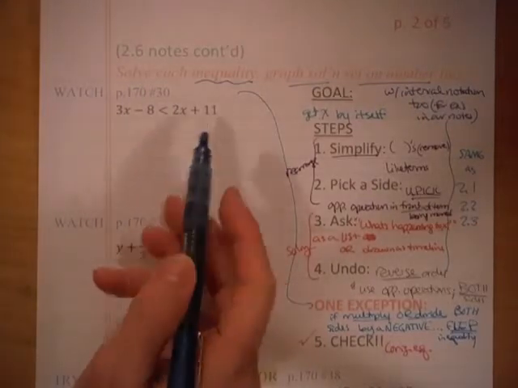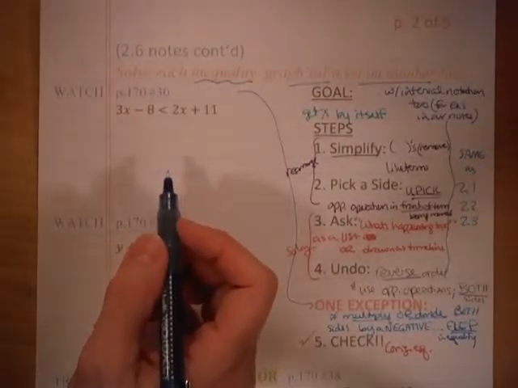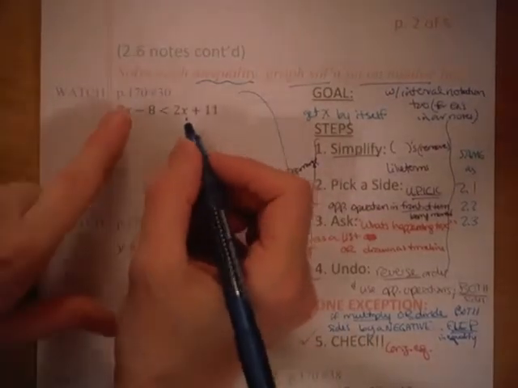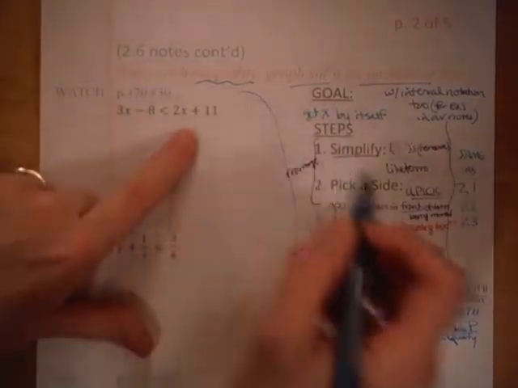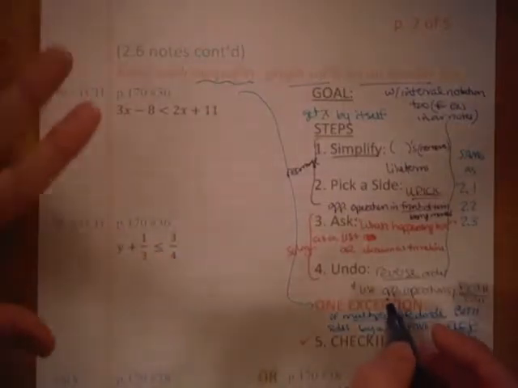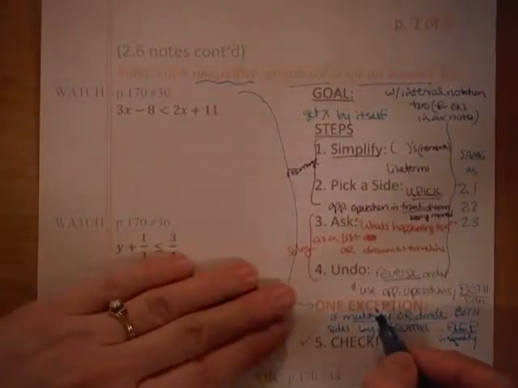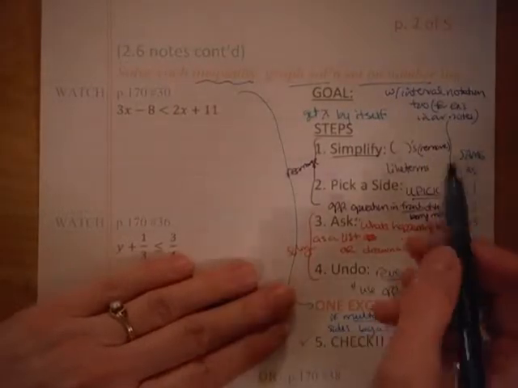Okay. Let's try number 30 here. Now, for the purposes of getting used to this exception, I'm going to go ahead and create the situation where we have to deal with it. You could actually solve this one without having to deal with it, but I want to get you the exposure and the practice as soon as possible. So let's go through our checklist.